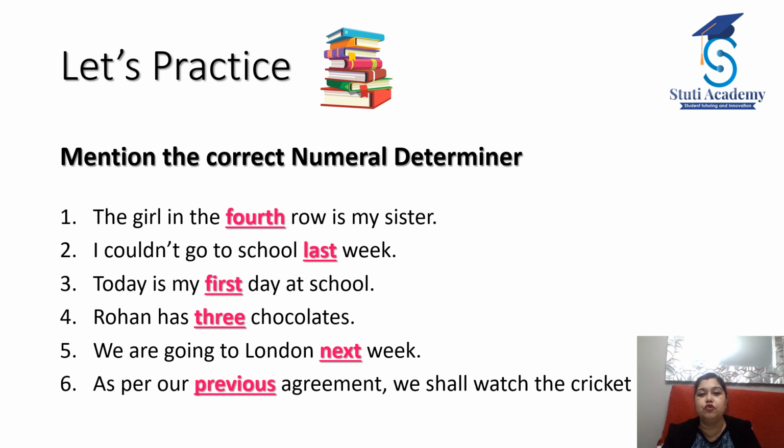The girl in the fourth row is my sister. Now here fourth, it could be second, third, fourth, fifth. So these are ordinals. I couldn't go to school last week. Now these are general ordinals. Last week. Today is my first day at school. Again, ordinals, first day. Rohan has 3 chocolates.